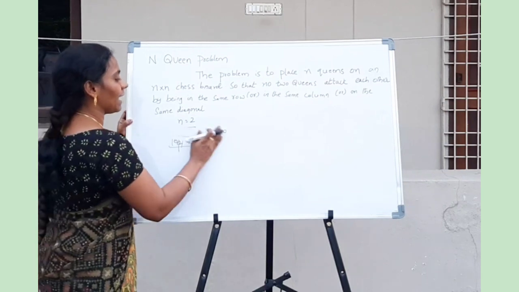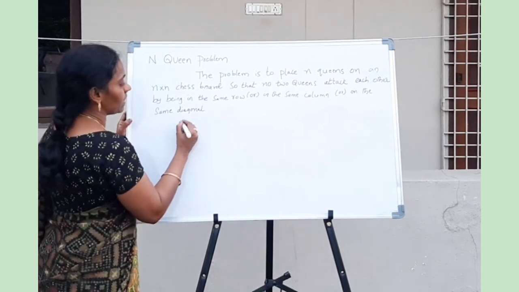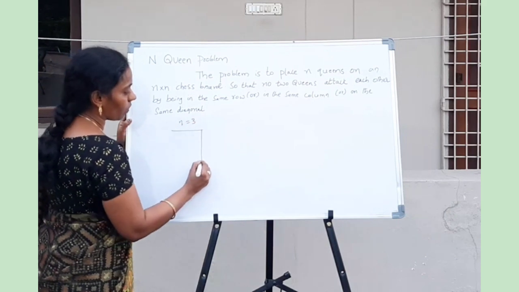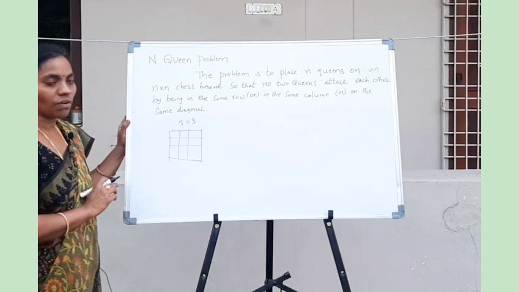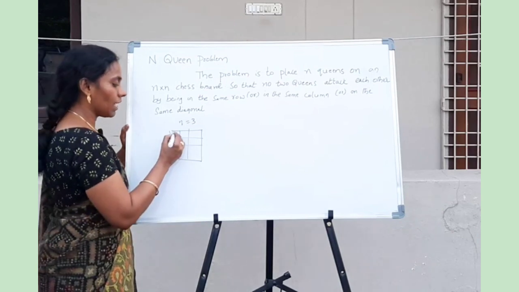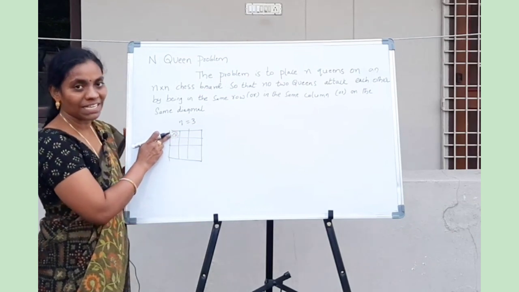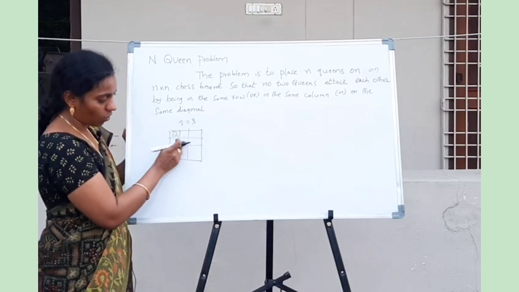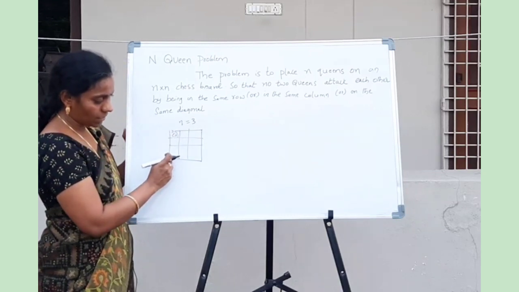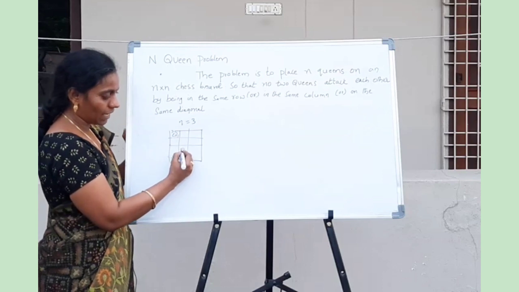Now let's consider n equals 3. So now you have a 3 by 3 chessboard. Assuming that here you can place q1, now q2 I cannot place here, and I cannot place here, and I cannot place here. So what is the possibility I have? I can place it here only.